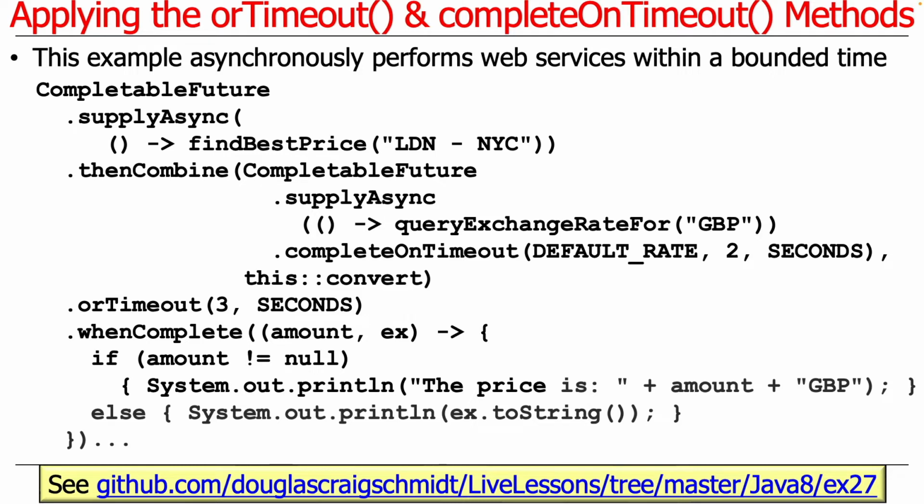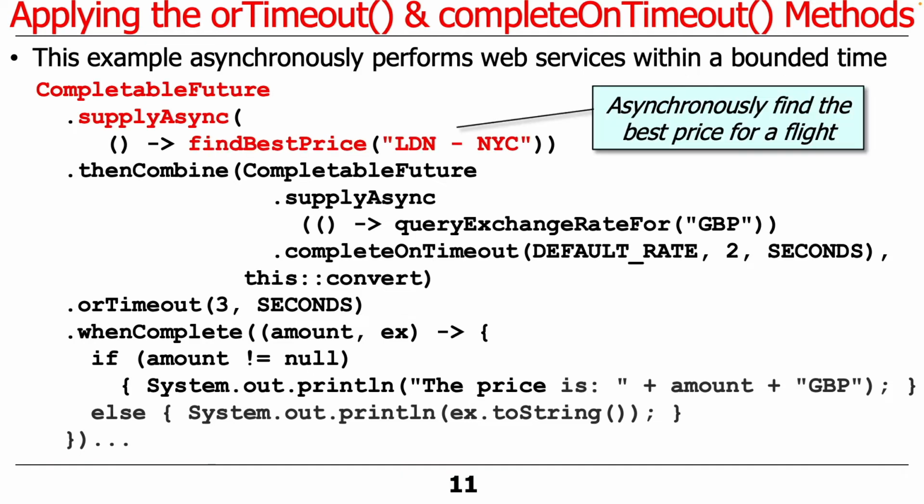There's a very fun example here that you can take a look at in the EX27 project in my Java 8 folder in my live lessons GitHub repository. And this performs web services, using the word in quotes because they're not really web services, although I have an implementation that uses web services that we'll talk about at some point. And they perform the web service operations from a client perspective using timeouts to do stuff if the web service takes too long to respond. And here's what the program does.